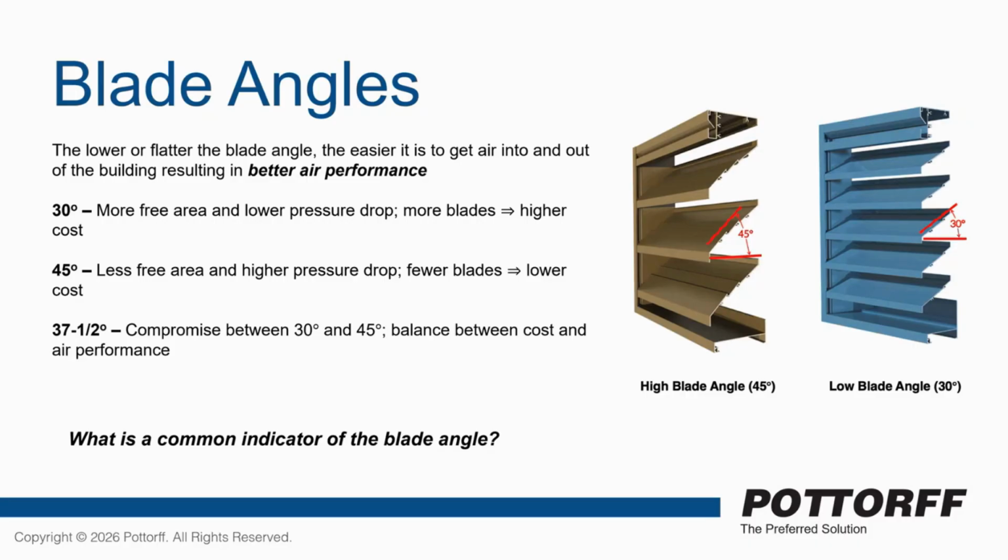But say the lower the angle or the flatter the blade, it's a general rule of thumb that you're going to get better air performance. You're going to be able to move air through it better, with less resistance coming through. So you can sort of see what we have on the screen here. For example, a 30-degree blade angle is probably going to have a high free area, or a lot of free space for air to move. So it's going to have a lower pressure drop. It's going to resist air movement less.